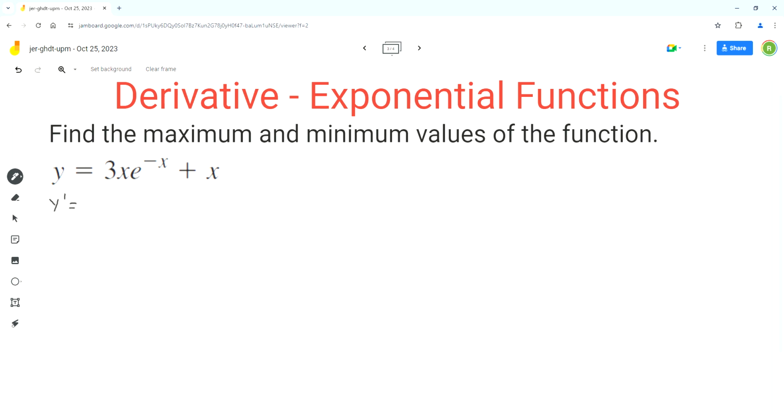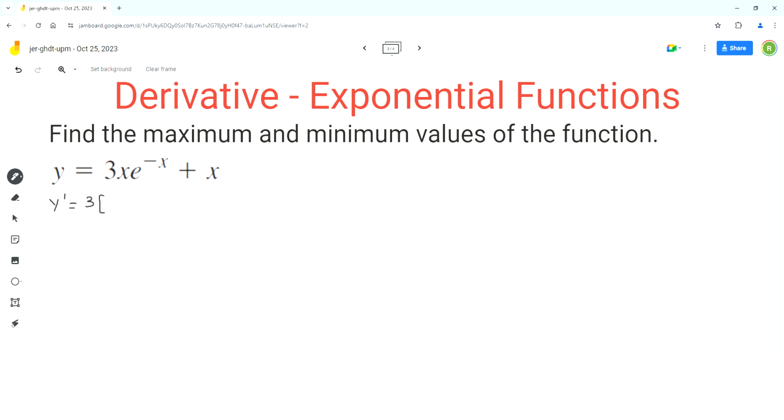Now in the first term, 3 is the coefficient of the term. So in the derivative, 3 will stay as it is. So we can keep it outside. Now x is a polynomial function and e to the power negative x is an exponential term, and they are being multiplied. So we have to use the product rule to find the derivative.